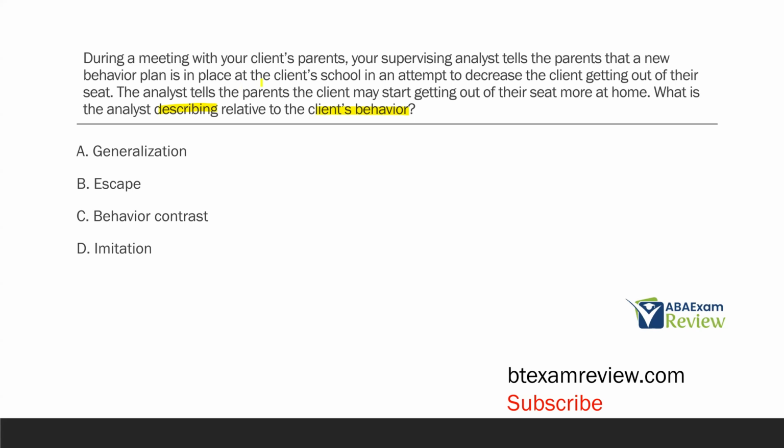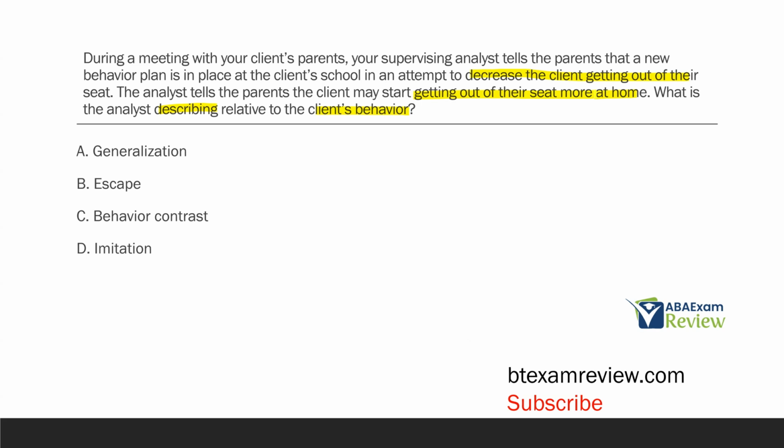Well, the analyst says a new plan is in place, which is trying to decrease the client getting out of the seat. The analyst then says at home, they might get out of their seat more. So at school, we're trying to decrease getting out of seat, and then at home, as a result, they might start getting out of their seat more than usual. Now, why might that occur? What might cause them to decrease behavior in school and then increase that behavior in another setting? A, generalization. Generalization occurs when a response starts to happen in different environments. If the behavior is decreasing in one place and increasing in another, it's almost the opposite of generalization, right? Because with generalization, we're seeing that same response in multiple environments. So generalization is not what is occurring here.